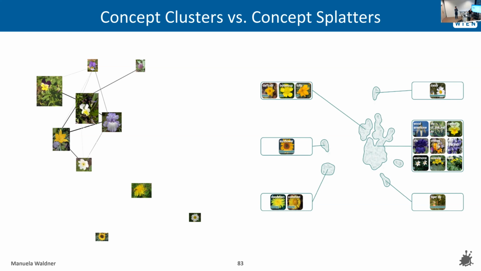So again, only anecdotal evidence, unfortunately, but it seems like both methods work fine, at least for those data sets. For the flowers data set, we really had a very bad silhouette coefficient, but the concept splatters also didn't separate very well.